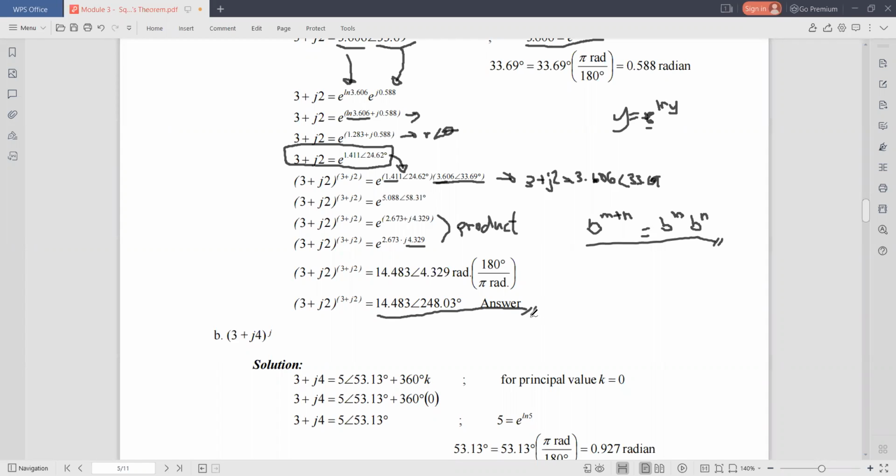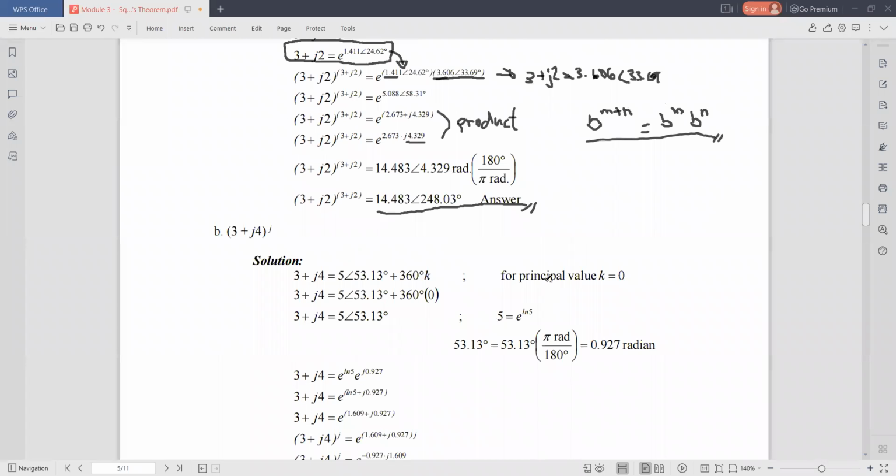Okay, so that is how to determine the principal value of a certain complex number. This is the case where your root or your power is also a complex number. Okay, so let's take another example.